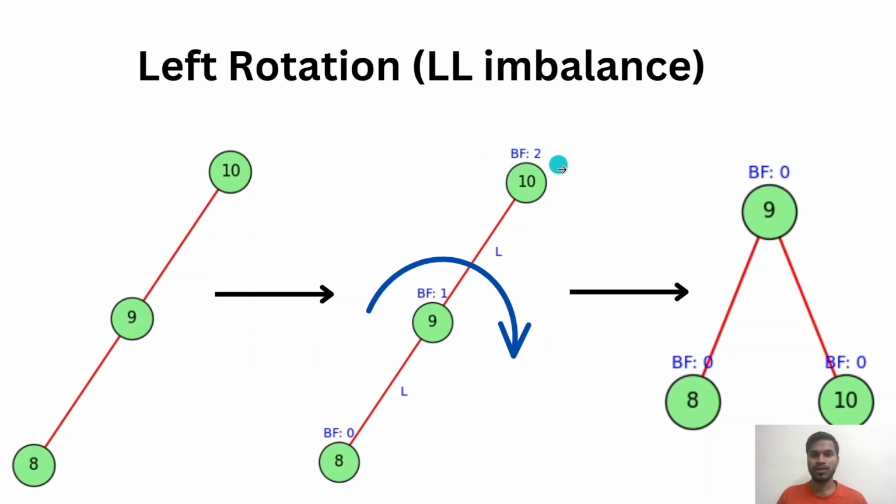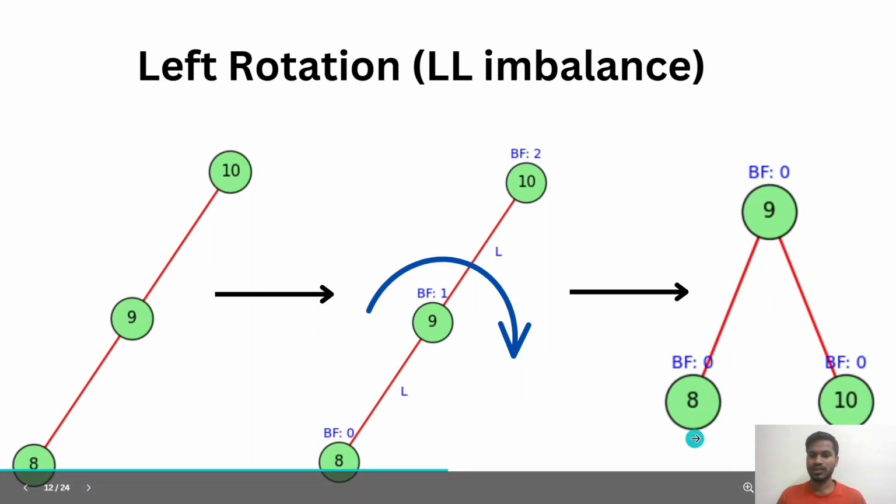So this node is making this tree imbalanced. So we need to make a rotation in such a way that the balance factor of all the nodes becomes either 0, 1 or -1. So here we can make a clockwise rotation from this edge, which makes it in this form. Now the balance factor of all these nodes is 0. So now this tree is a balanced tree.